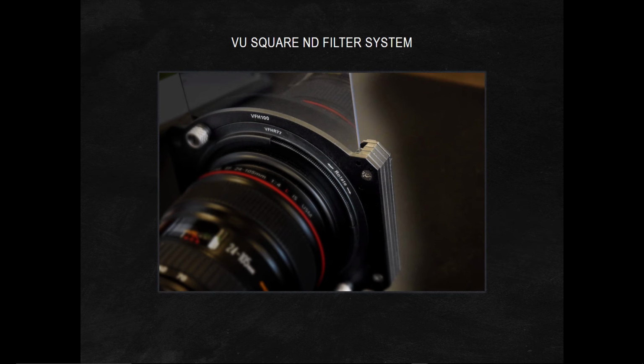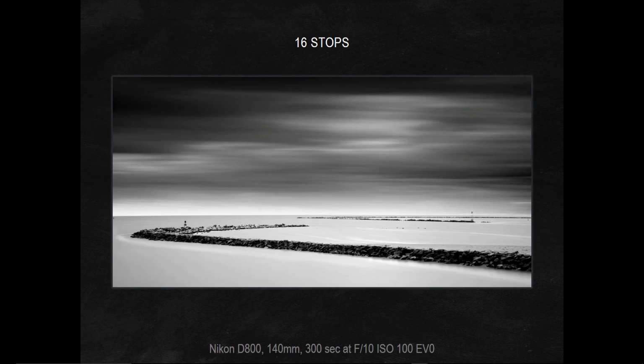Now, with that filter in the holder, if you look at the back of the holder where it says rotate, that is my circular polarizer. So the View filter system is allowing me to use a circular polarizer and use a graduated neutral density filter all at the same time. Very nice. So 16 stops, I said, is where I like to be.